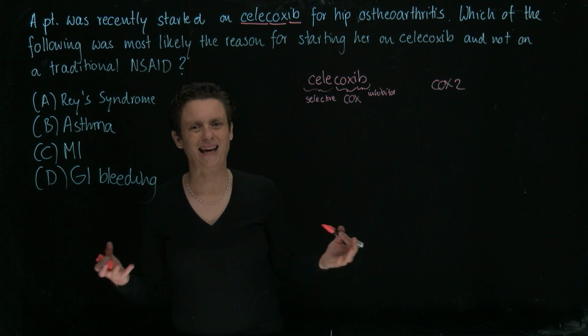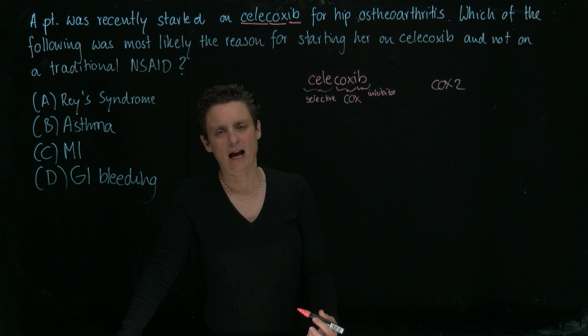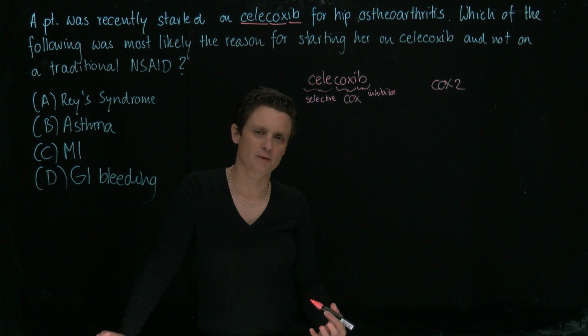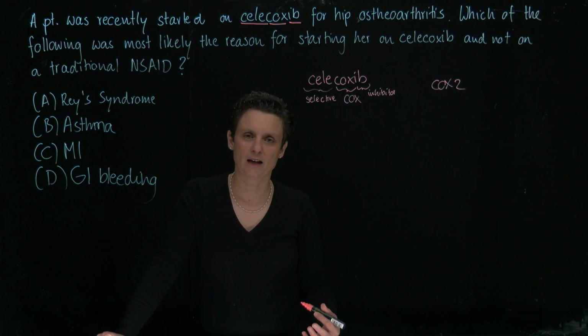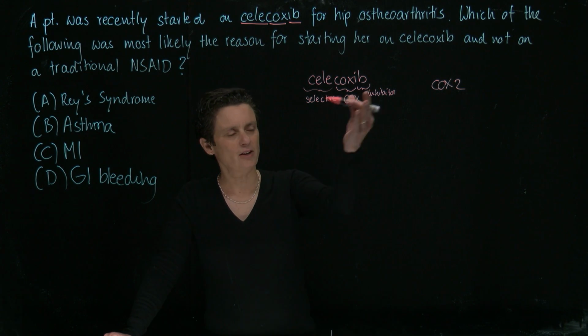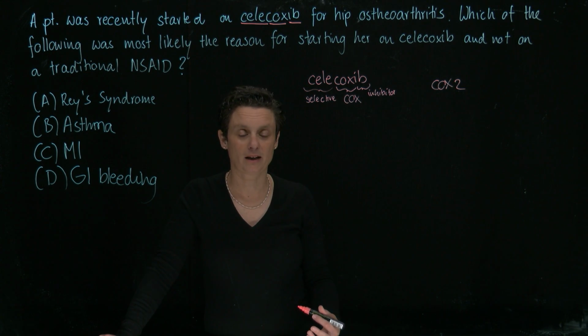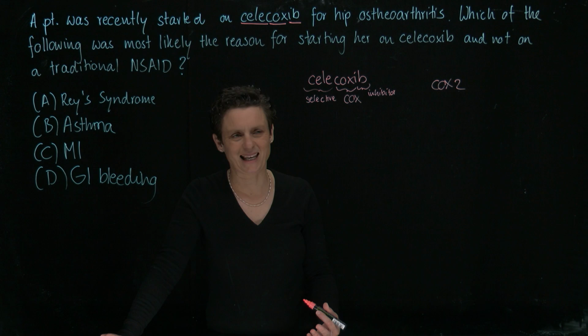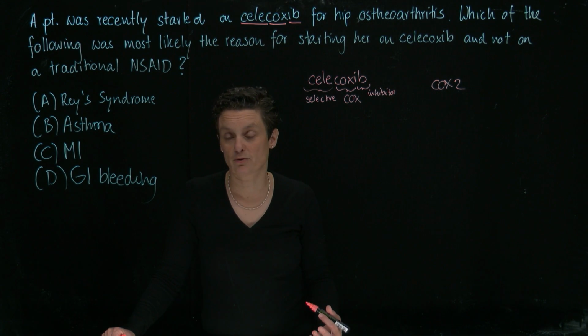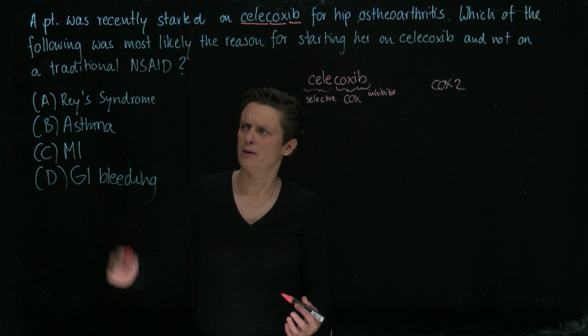The traditional NSAIDs, things like ibuprofen, generally target both COX enzymes. Aspirin in low dose is more specific for COX-1, but in higher doses also blocks all the COX. So Celecoxib is actually the only one on the market that blocks pretty selectively COX-2. Now, what could be a reason why she got prescribed that? Now let's think about the options.